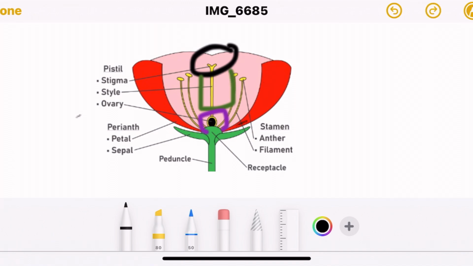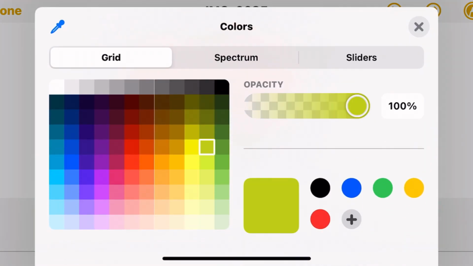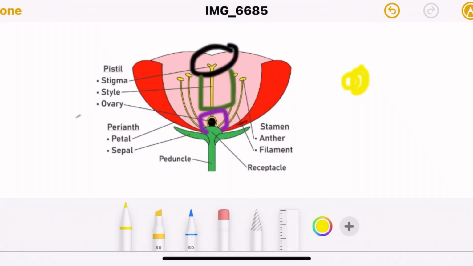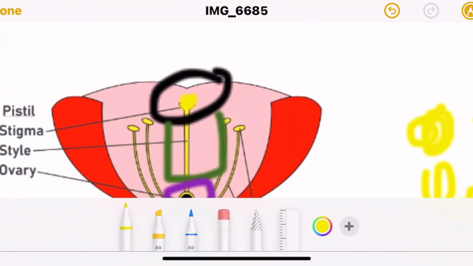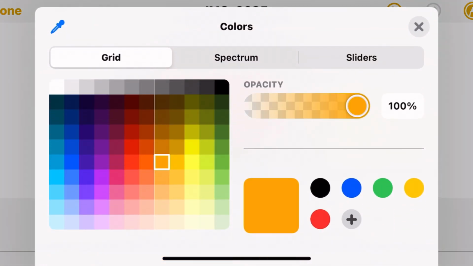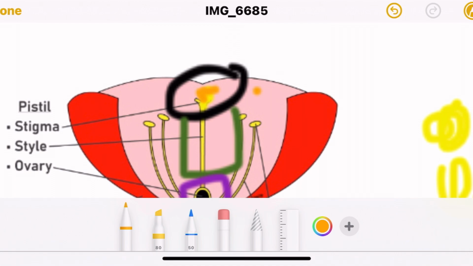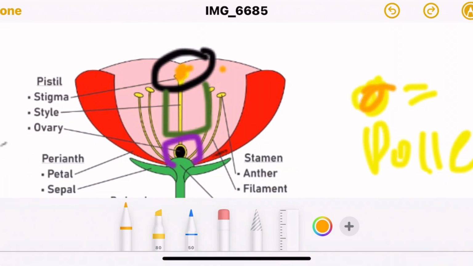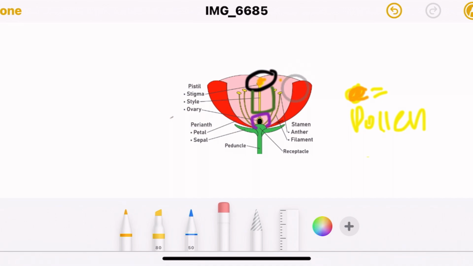So the pollen might come from the same flower or from a different flower. So when it comes, basically what happens, for example, if this yellow thing is a pollen, okay, this is a pollen right now. So what happens is the pollen lands over here, lands on the stigma. The stigma collects the pollen. That's what the stigma does. If yellow is not clear, we'll do orange. Okay, so that's what the stigma does, the stigma collects the pollen.